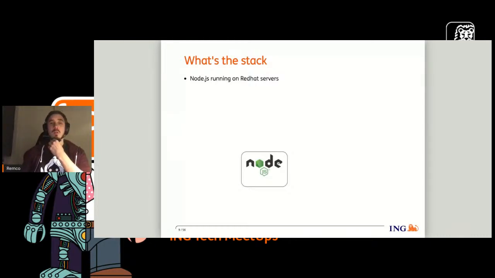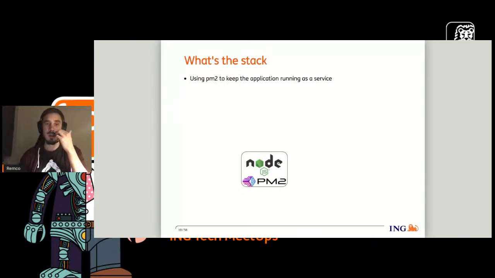Just a small overview of what the stack is, in order to give you an idea of the complexity, or what kind of different things we are doing. So we are just running a Node.js server, or multiple Node.js servers, in production with PM2 to keep everything running as a service. So when you redeploy your application, it's just running already and you don't have to do anything yourself. If it dies, it starts up again, etc.